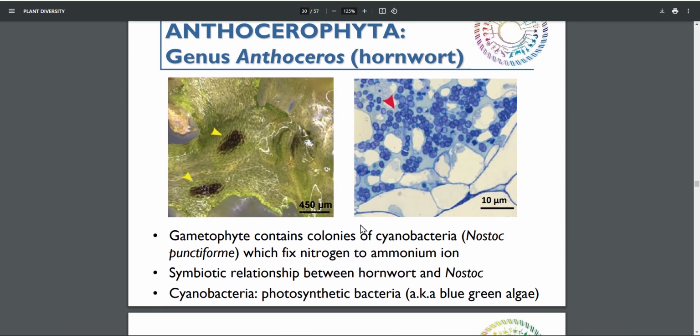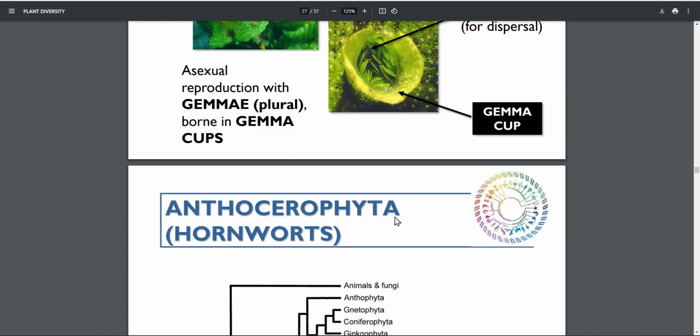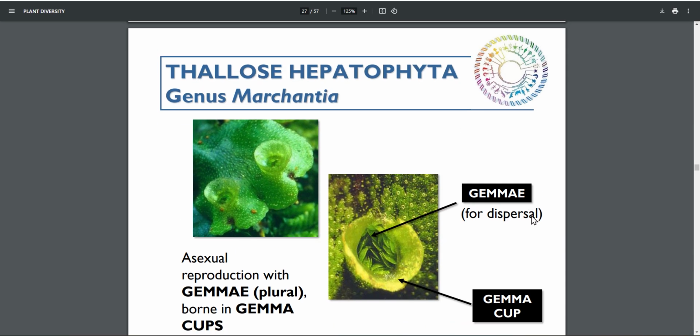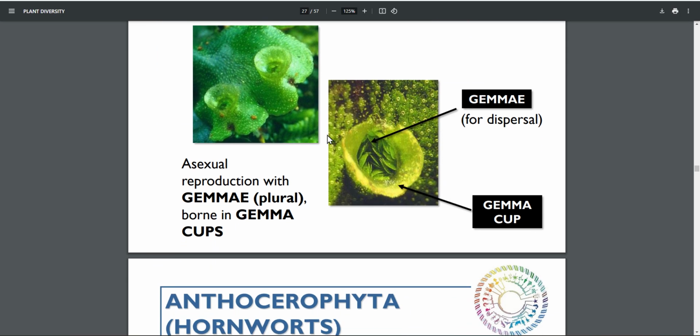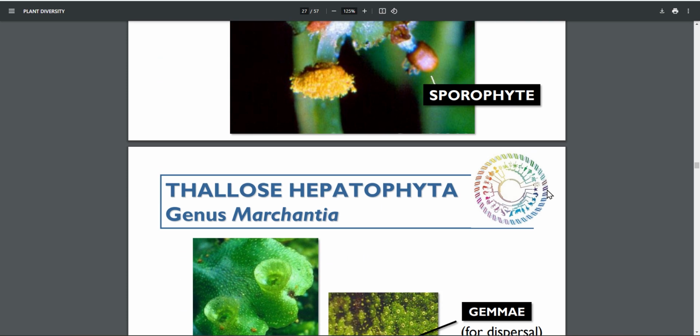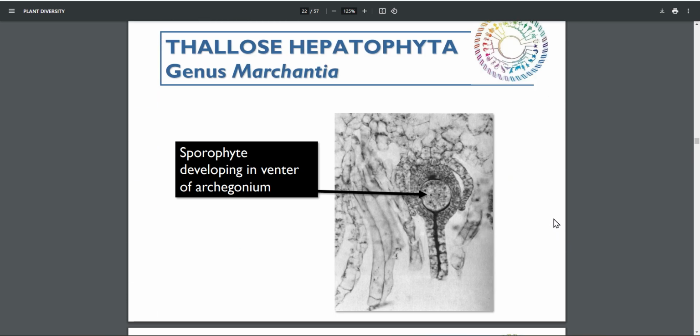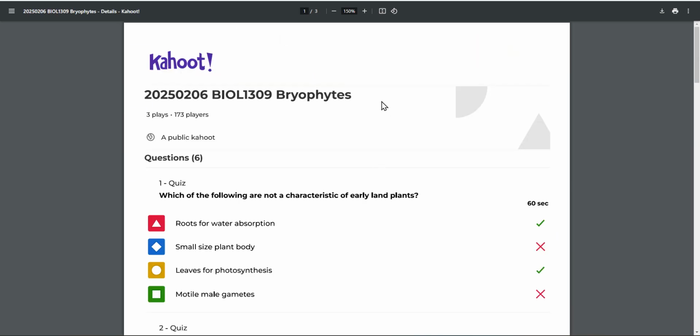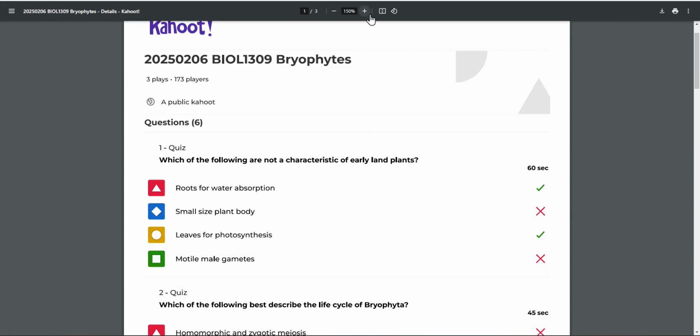We'll actually talk about the Kahoot, but anyways. And then the gemmae for dispersal, you will see this in the Kahoot as well. This is asexual, and it is genetically the same as the parent. So another haploid. Okay, anyways, we're going to talk about the Kahoot first. So the Kahoot, which we did yesterday with Cleve.